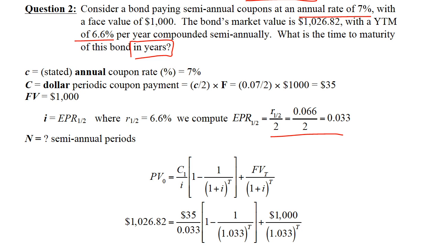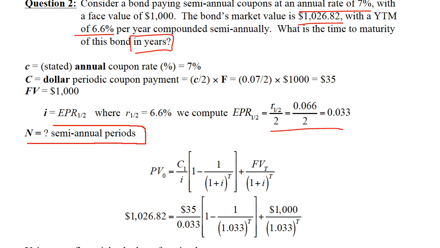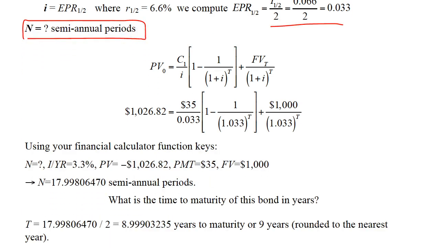So you see, currently people are offering $1,026.82 for this $1,000 bond. The coupon rate is 7%, and the yield to maturity is 6.6. We need to convert everything into effective semi-annual rates to find the time in semi-annual periods. So we do all of this and solve for the semi-annual periods.